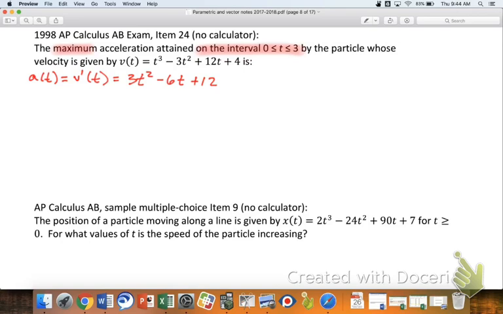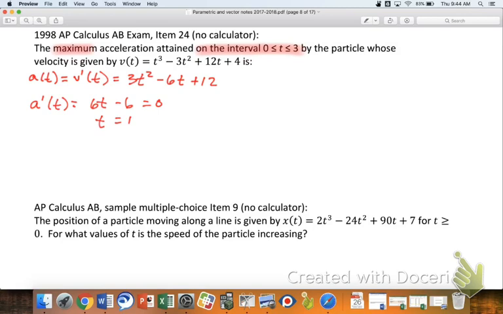Yeah, velocity is maximum perhaps, or minimum maybe. So what I need to do is remember that if I'm trying to maximize something, I have to set something prime equal to 0. In this case, that's acceleration. So A prime is equal to 6t minus 6. That's what I'm going to set equal to 0 to find my critical numbers. And so from that, t equals 1.